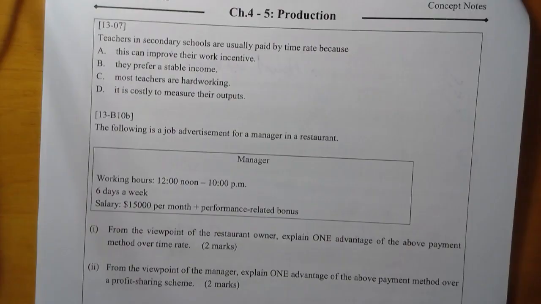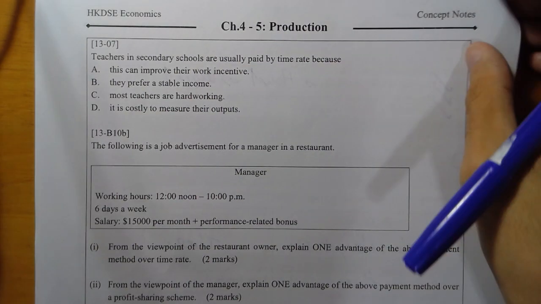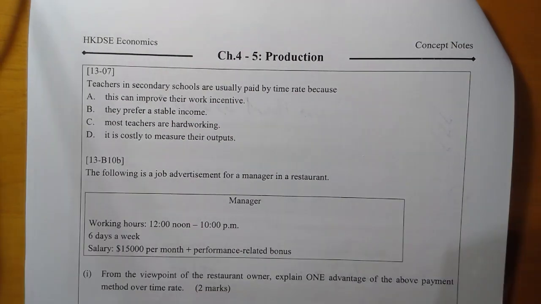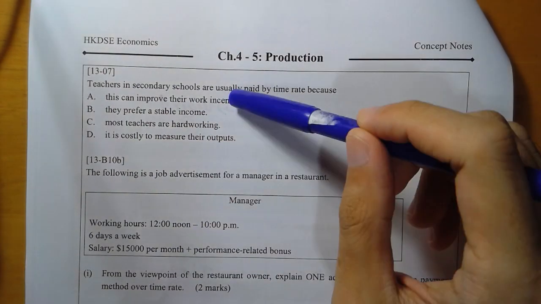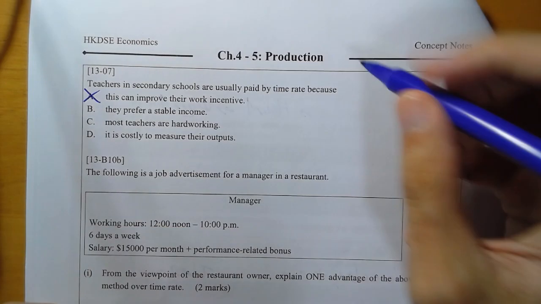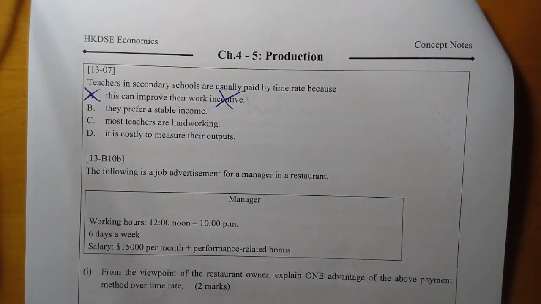Now, a few more, and then we are done with the half-year exam syllabus, alright? Teachers in secondary school are usually paid by time rate because they are lazy? No, I never said that. Teachers in secondary schools are usually paid by time rate because this can improve their working incentive. Right? No. The examination authority will catch this. Remember, working incentive under time rate is the lowest. So you see, time rate workers can be lazy. Teachers, let's not talk about that. Now, B.